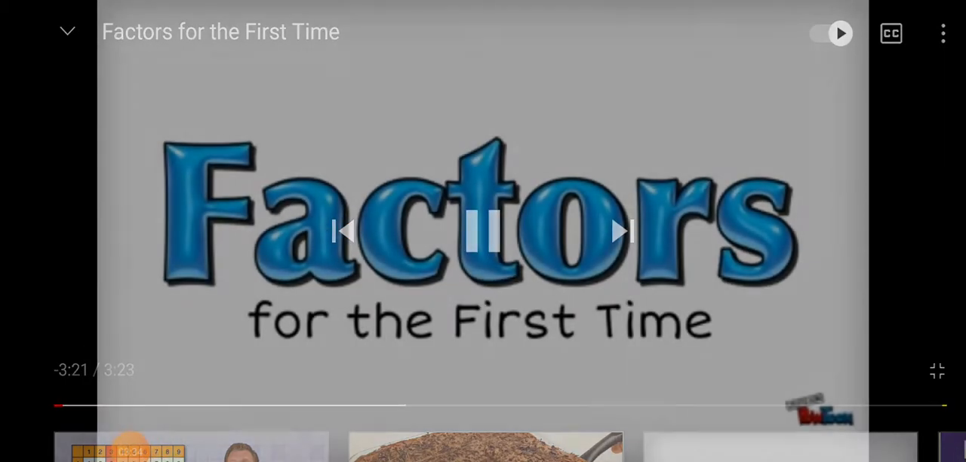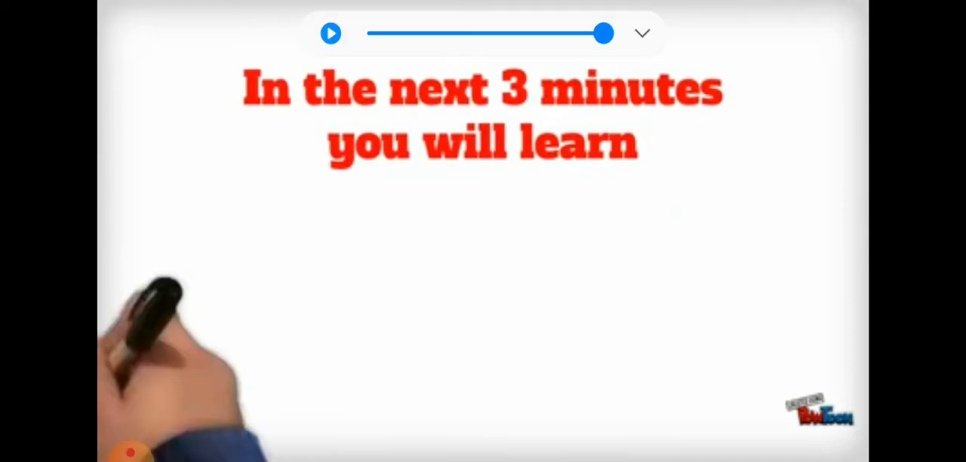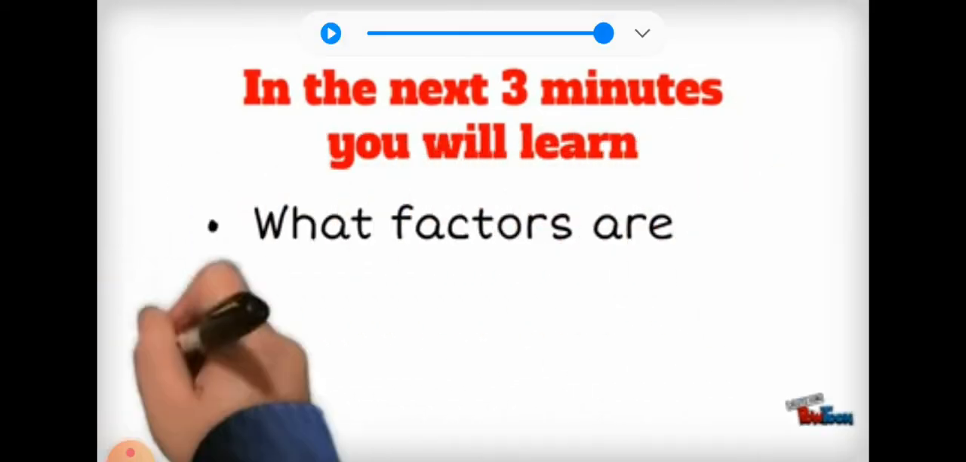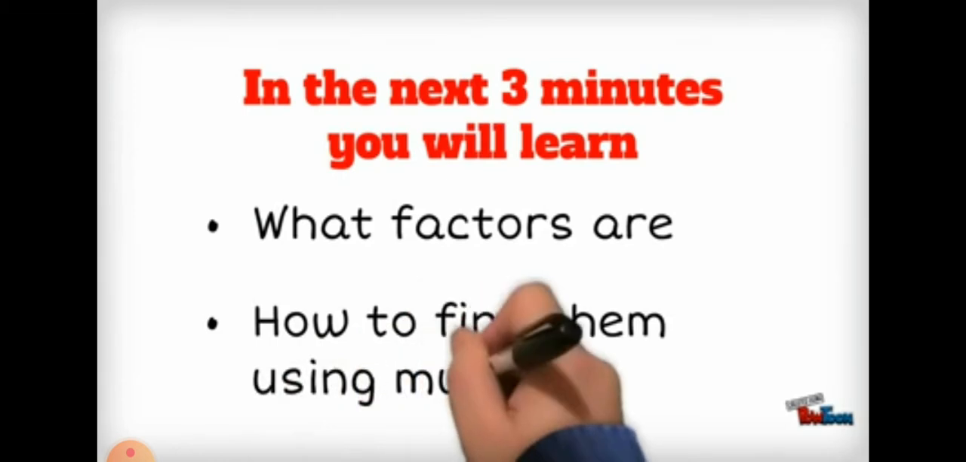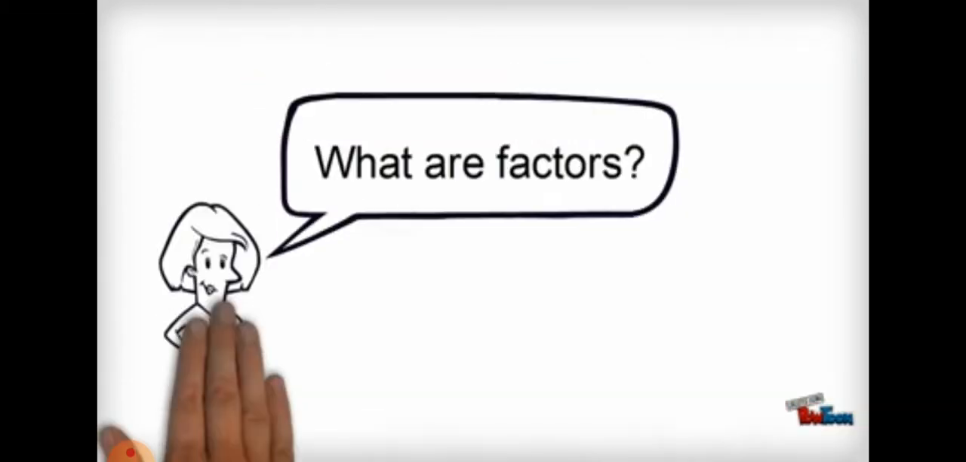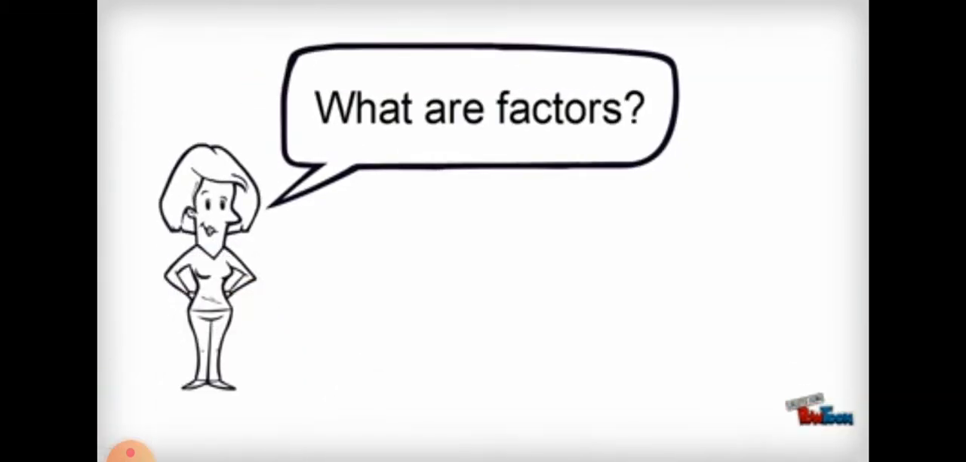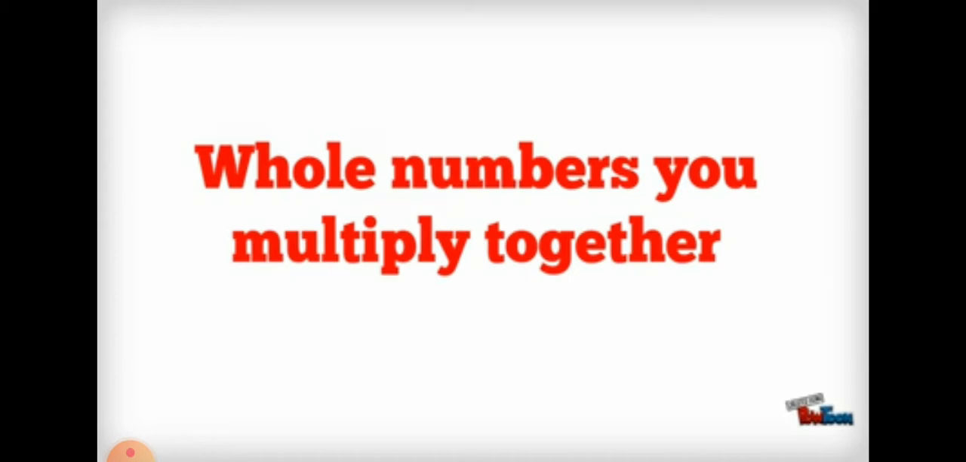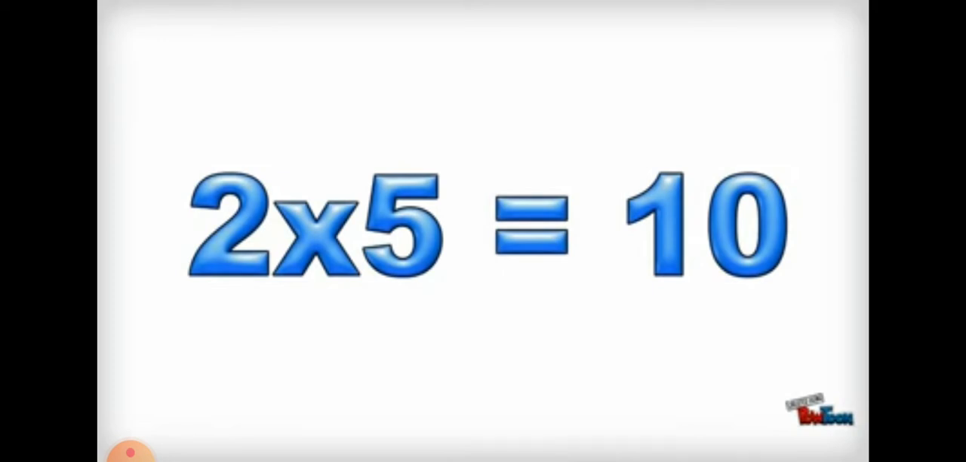Factors for the first time. In this short tutorial, you will find out what factors are and how to find factors using multiplication. Factors are whole numbers that you multiply together to get another number. So in this example, 2 times 5 is 10. The factors are 2 and 5.